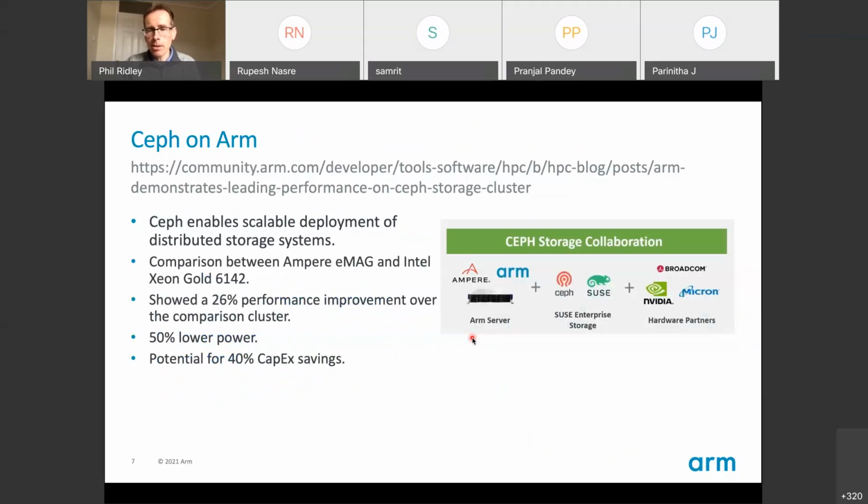One thing that you may not have heard of is a file system called Ceph, which is developed, I think, by SUSE. Recently, we had a good story. There was a very good performance and cost per performance outcome from a small run using the Ampere eMAG chip with Ceph on ARM. Compared with the existing method, it gave very good performance and cost.